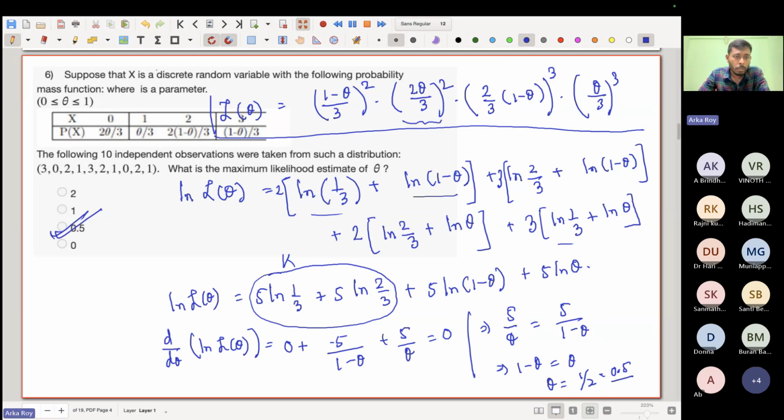So the main thing is that you have to construct this likelihood function. Then after that you have to take log. Then you have to differentiate this particular thing. And then finally you have to equate this differentiation output to 0. And then you can find the parameter estimate. So in our case, theta equals half, that is 0.5.